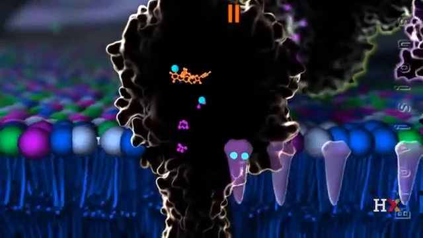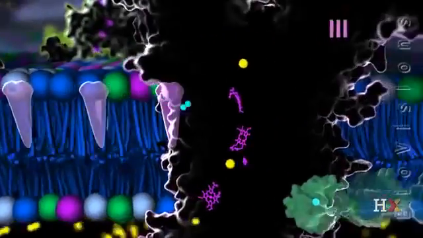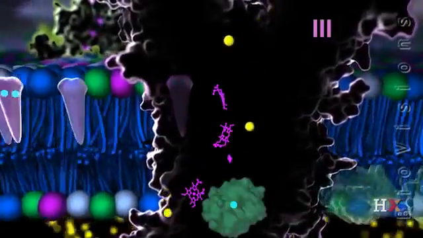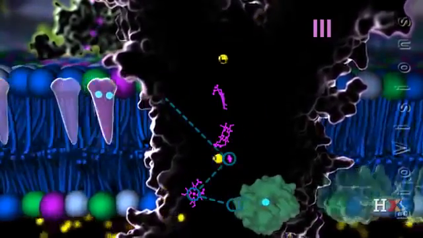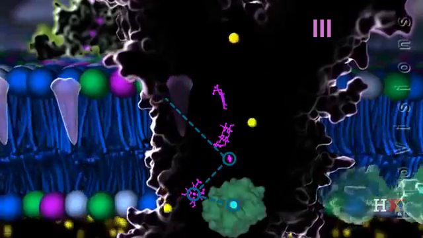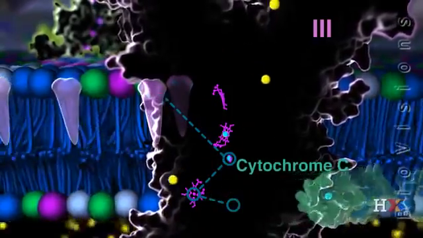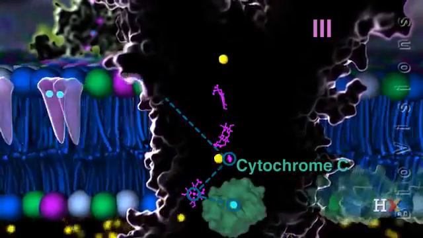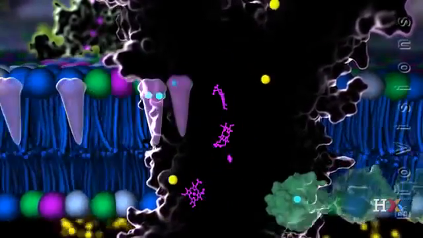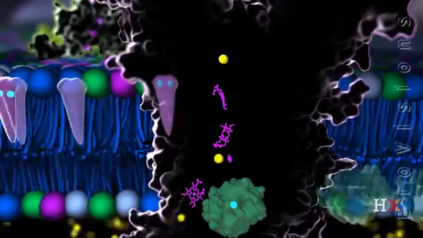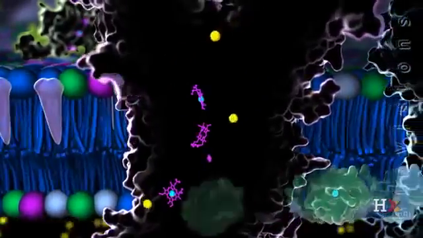Coenzyme Q molecules from complexes 1 and 2 donate their electrons to complex 3. One is recyclable and can re-enter complex 3 later, but the other passes through 2 redox centers before reaching cytochrome C. Cytochrome C carries the electron to complex 4.